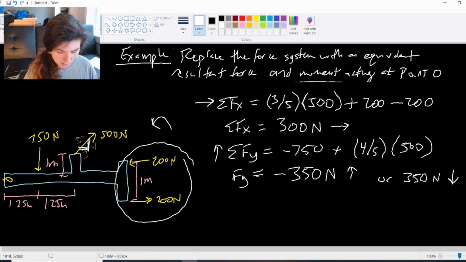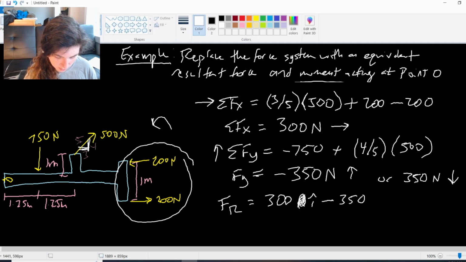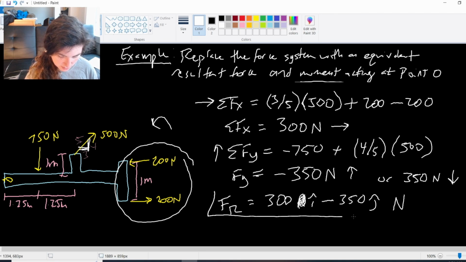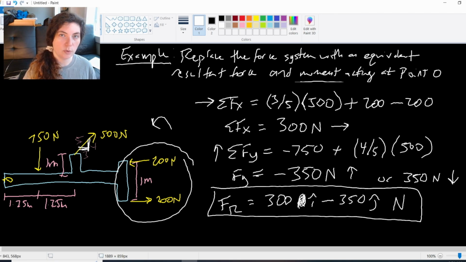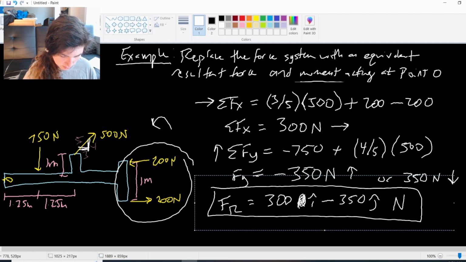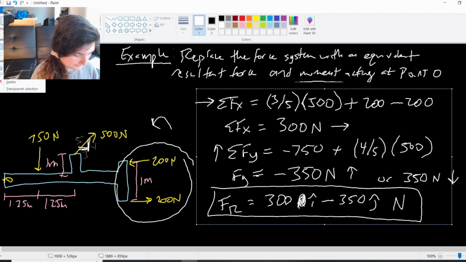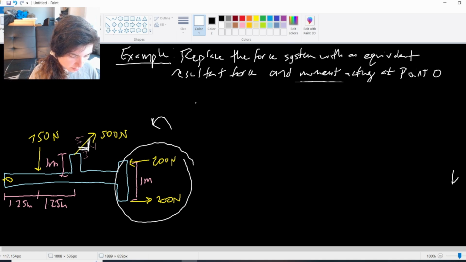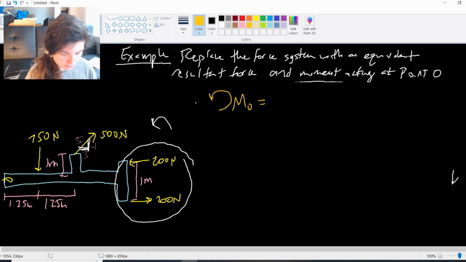These are equivalent. So if I were to write my resultant force for this, I'll probably just do it in Cartesian form. That would be simplest. I have 300 newtons, 300 i hat minus 350 j hat newtons. So that's my equivalent resultant force. And now I'll find my moment about point O. So my moment about point O, I'll just get rid of this guy. I take my moment about point O, making counterclockwise positive, just because that's convention.